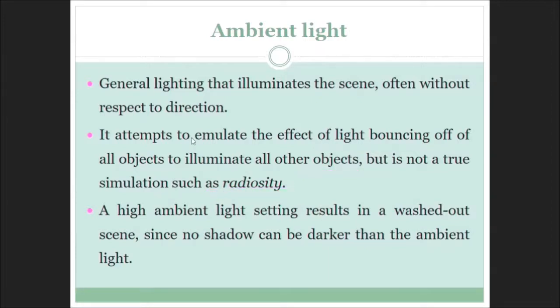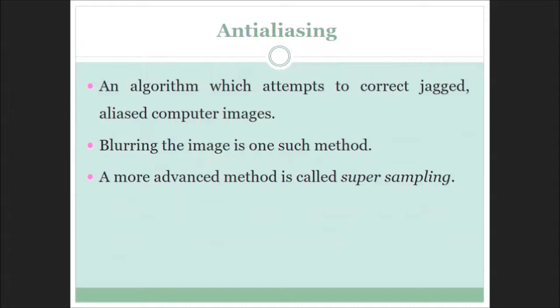Then anti-aliasing. As we saw, aliasing are generally rendering artifacts. So anti-aliasing is an algorithm which attempts to correct this jagged, aliased computer image, these artifacts. Blurring the image is maybe one of the methods. There are various methods for anti-aliasing. A more advanced method is also super sampling.